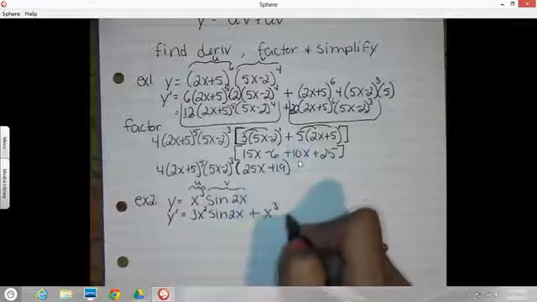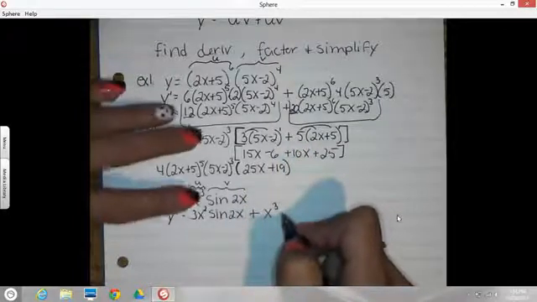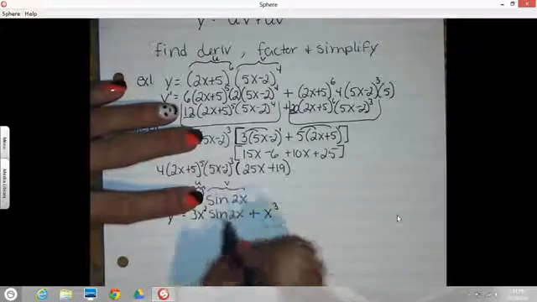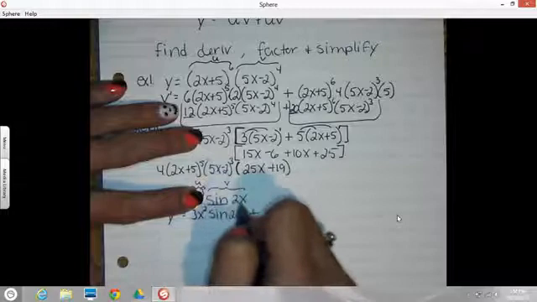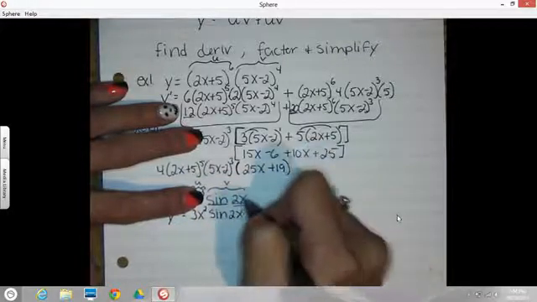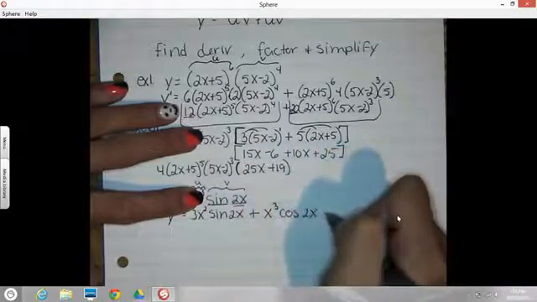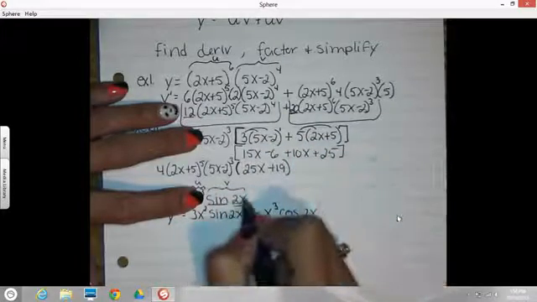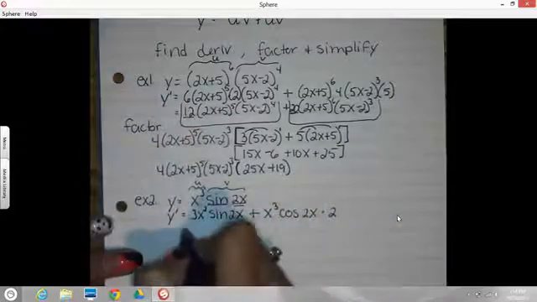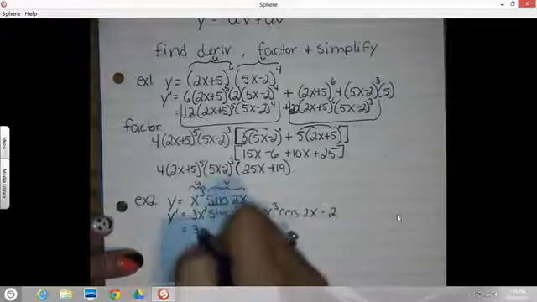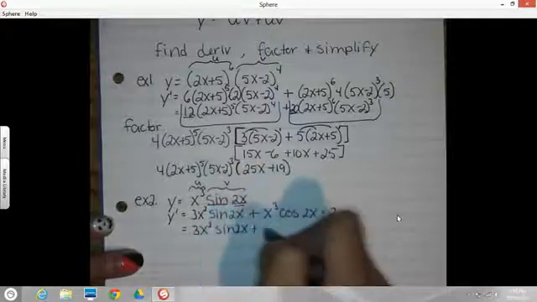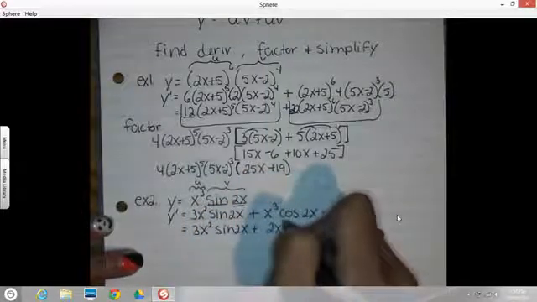Now we have to take the derivative of the second term. So the derivative of the second term is a trig function which has an outside and an inside. There's two parts to it, sine and then 2x. So the derivative of sine is cosine. We keep the angle the same. And then multiply by the derivative of the angle, which will be 2. Now to simplify, we've got 3x squared times sine 2x plus 2x cubed cosine 2x.